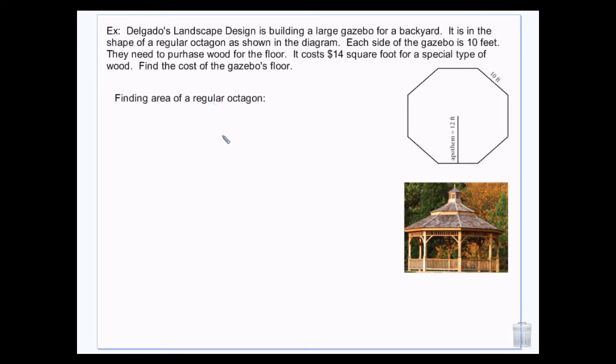To find the area of a regular octagon or hexagon or pentagon or nonagon, basically a regular polygon of 5 sides or more, you use the same formula. Area is equal to 1/2 AP. A is the apothem, and P is the perimeter.